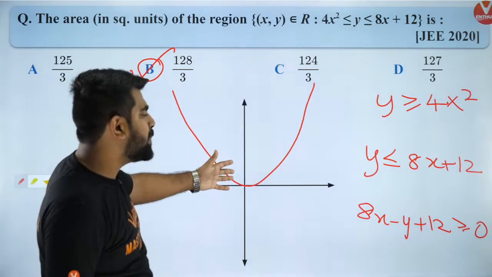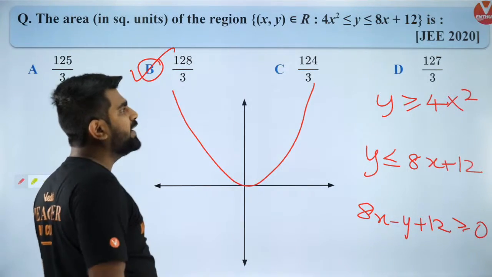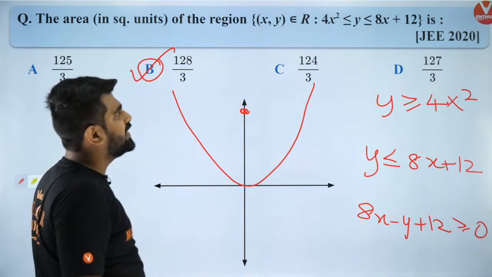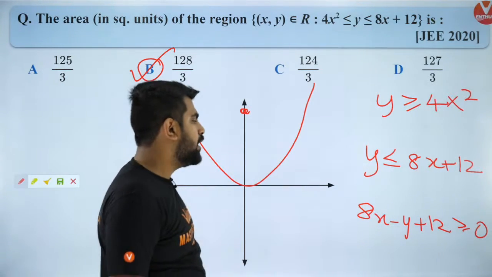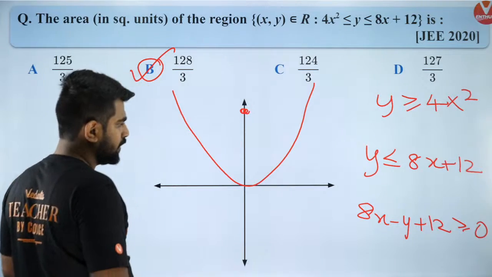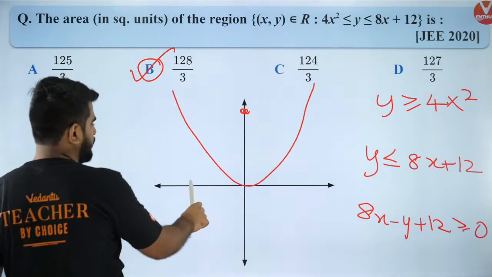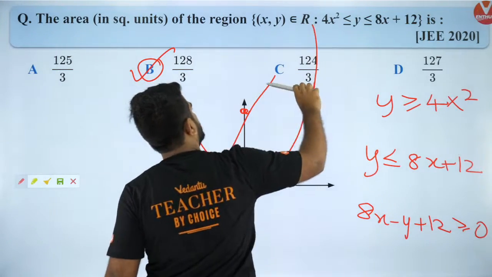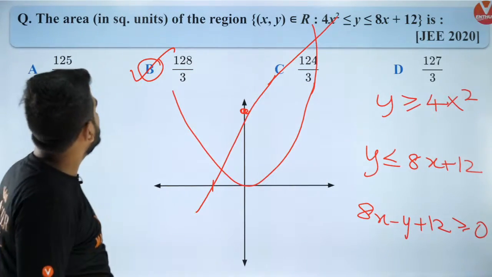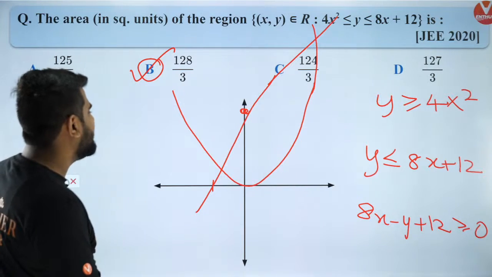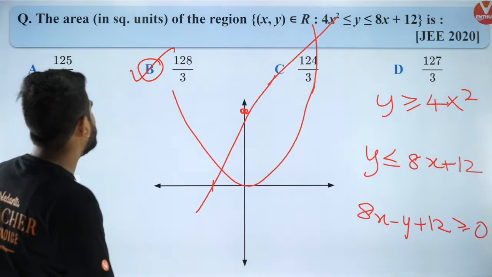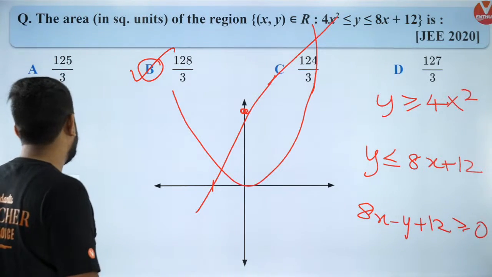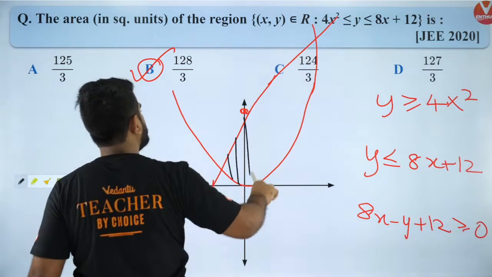If I draw the intercepts, what will I get? The y-intercept will be 12, and the x-intercept is going to be minus 1.5. So this is how the graph will be. And we want to find out the area of the region bounded by these two. Everybody clear? The area of the region bounded by these two will be this area.